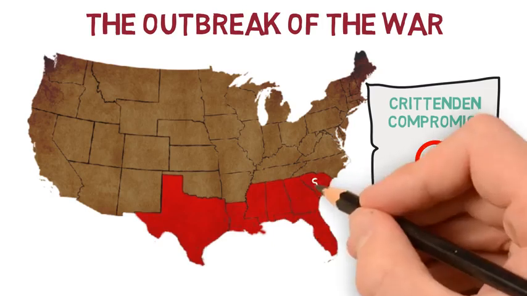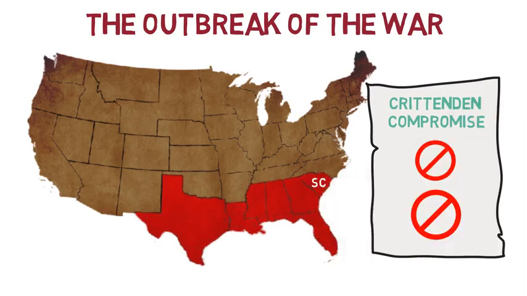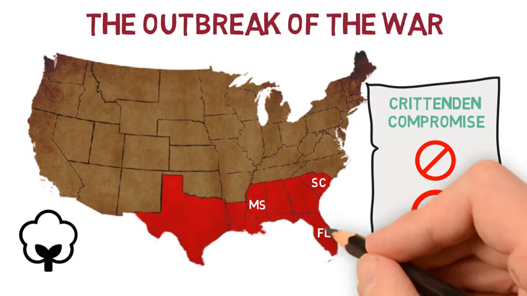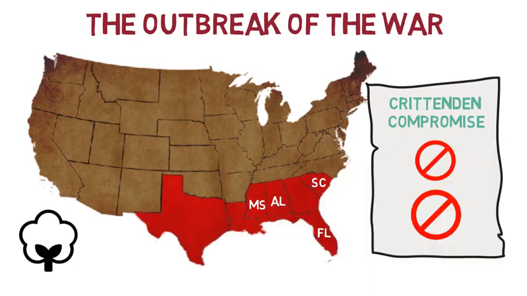South Carolina kicked things off, and soon the states known as the Cotton States followed its example. Mississippi, Florida, Alabama, Georgia, Louisiana, and Texas.